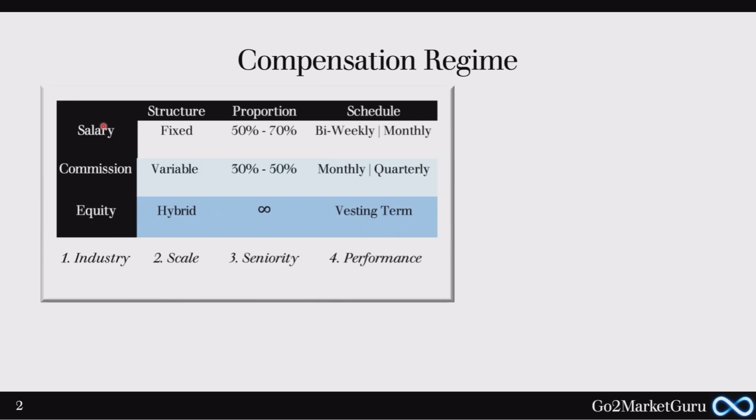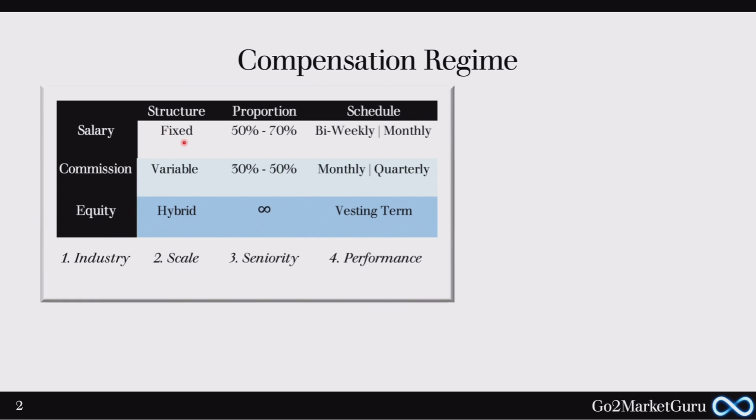So there's three aspects to compensation: salary, commission, and equity. And of the three, we can look at it in three different ways: in terms of structure, in terms of proportion, and in terms of schedule. As far as structure is concerned, salary is fixed, commission is variable, and equity comes in a hybrid format. I'm not going to talk about equity very much because as an entry-level account executive, you won't receive any. It takes a little bit of time before they give it to you. So we're going to focus on salary and commission, but I just want you to know that you will get it as you progress through sales.